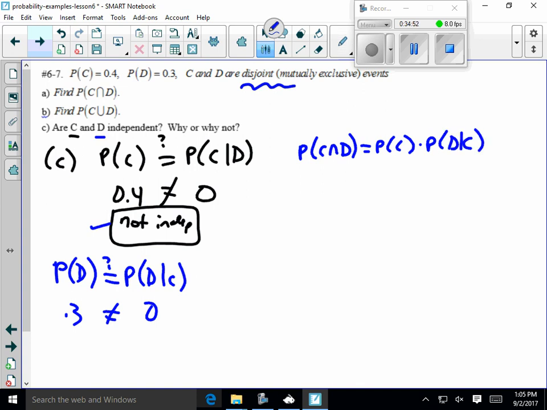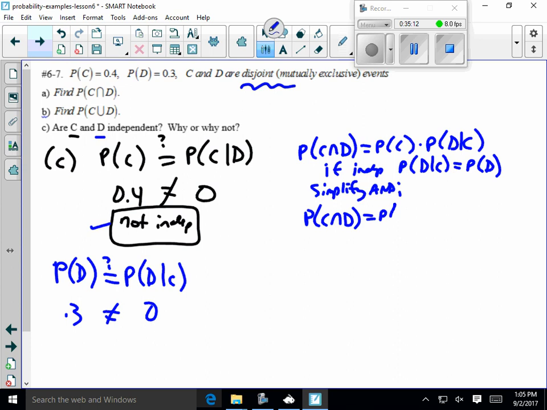So if they were independent, then the probability of D given C would be equal to just the probability of D. And that means you could simplify the AND formula to get this. You'd say the probability of C and D is equal to the probability of C times the probability of just D, and you don't have to use a conditional probability anymore.